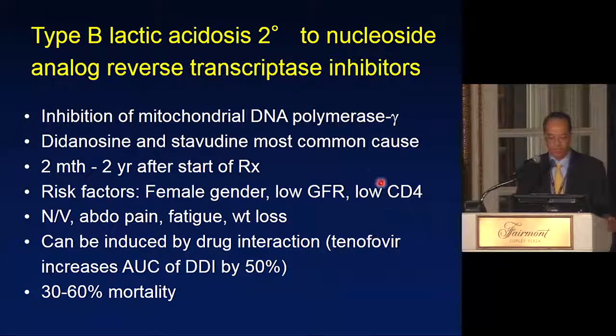A brief mention about type B lactic acidosis. There are certain reverse transcriptase inhibitors that classically are toxic to the mitochondria in the liver and sometimes cause a very severe type B lactic acidosis. Fortunately, this is rare now because we don't generally use these drugs very much, didanosine and stavudine, but it's important to be aware of this because it has a very high mortality.